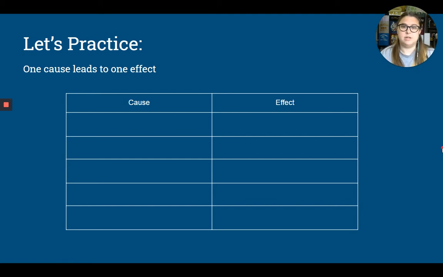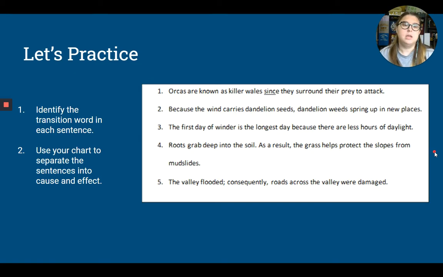All right, so now that you've got your chart all drawn out, let's talk about what we're going to do with it. We are going to be looking at our 5 sentences here. The first thing we're going to do is look at identifying the transition or signal words in each sentence, because we know that transition words are a really good way to look for cause and effect and other things as we read. The second thing we're going to do is use our chart to separate the sentences into cause and effect. So we're going to do the first one together, and then I'd like for you to try 2 through 5 on your own.